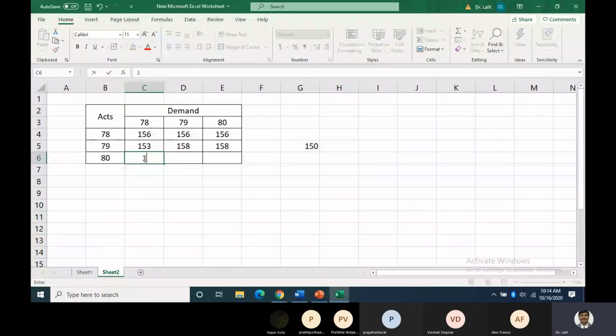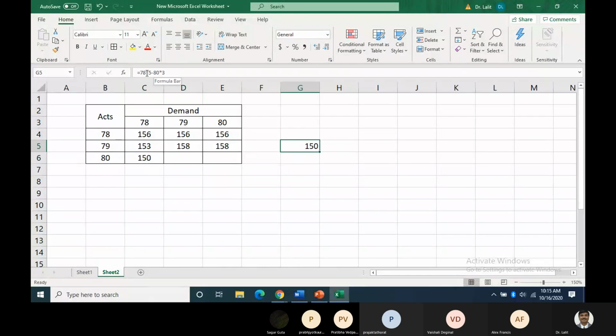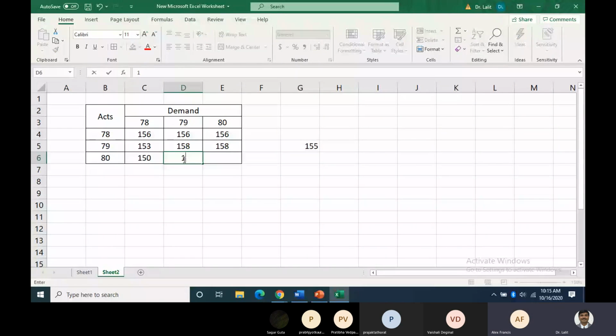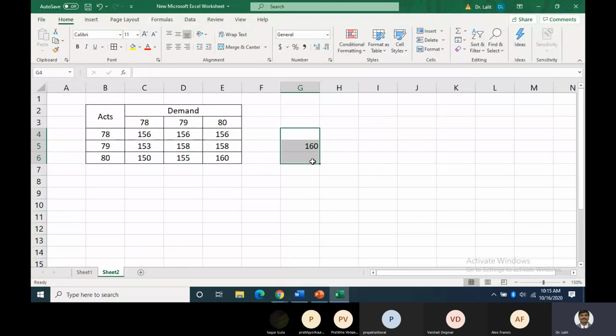So payoff in this case would be 150. In this case it would be 155, and in this case it would be 160. यहाँ पे मैं कर देता हूँ. Okay. So these are the payoffs.